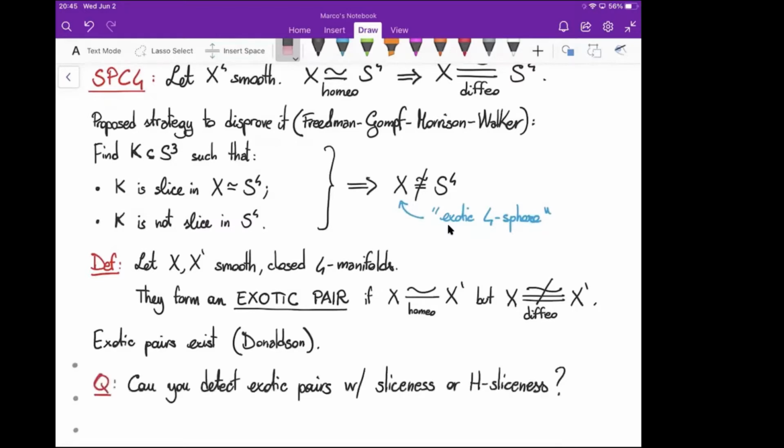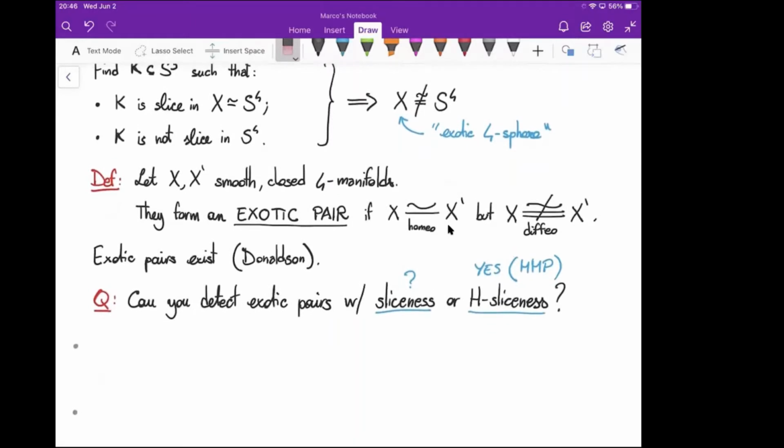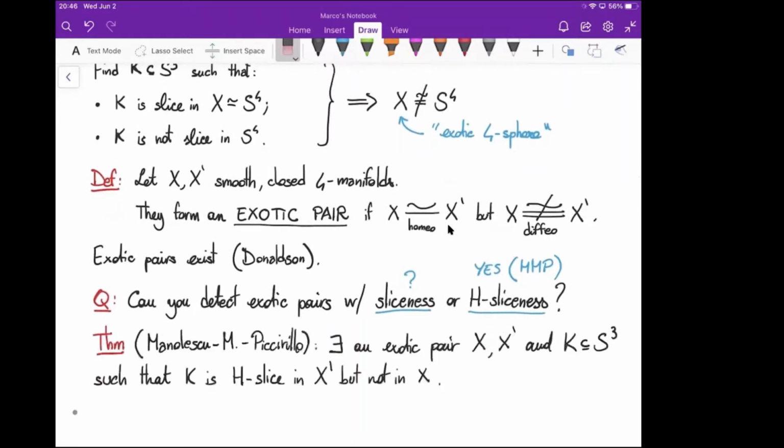And the question that we would like to tackle is whether the Freedman-Gompf-Morrison-Walker strategy can say anything, at least for exotic pairs that are not homotopy four-spheres. We do not know for sliceness, but we know that if we use H-sliceness, then the answer is yes. And this is one of the main results of our paper.